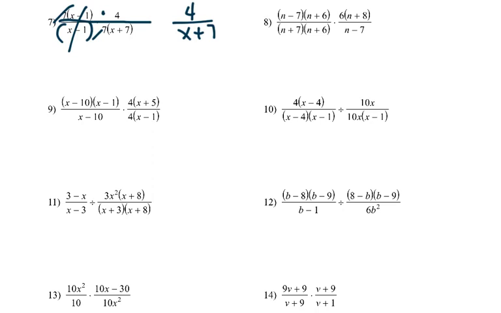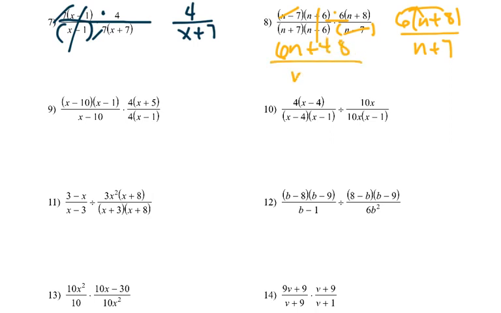On the next one, same idea, just treat them as if they're all being multiplied together. So n minus 7, n minus 7, n plus 6s, and then we've got a 6 times n plus 8 over n plus 7. Now I suppose if you really wanted to, you could distribute that 6 and get 6n plus 48 over n plus 7, but basically they're the same thing. So you can just leave it like this.